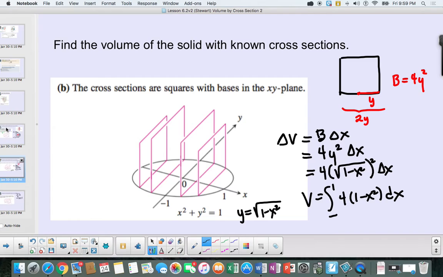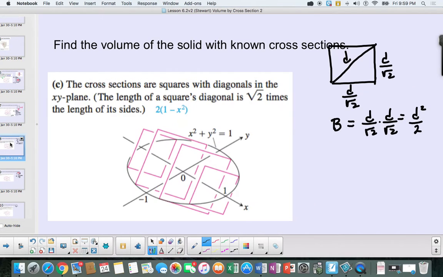And that'll create my volume. Okay, same base, we still have this circle, but now our cross sections are going to be squares, but this time the square is sitting a little differently. The diagonal of the square is going across the circle. So here's what we have right here, the diagonal.